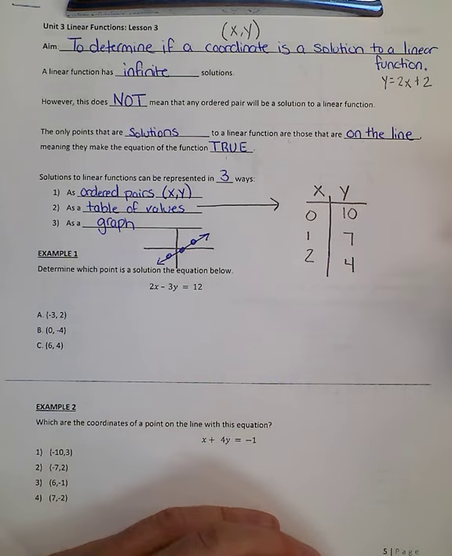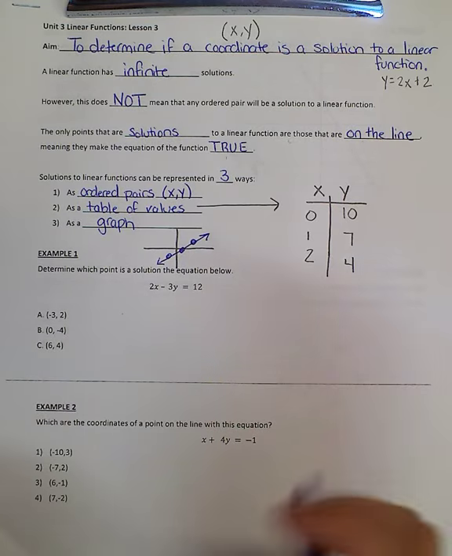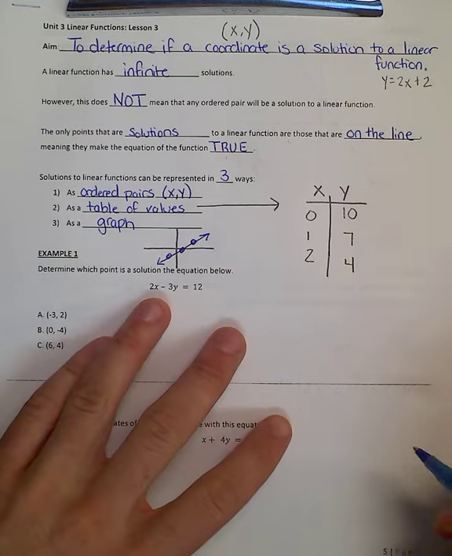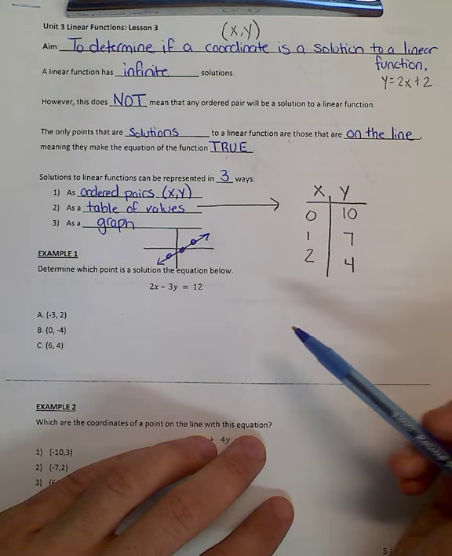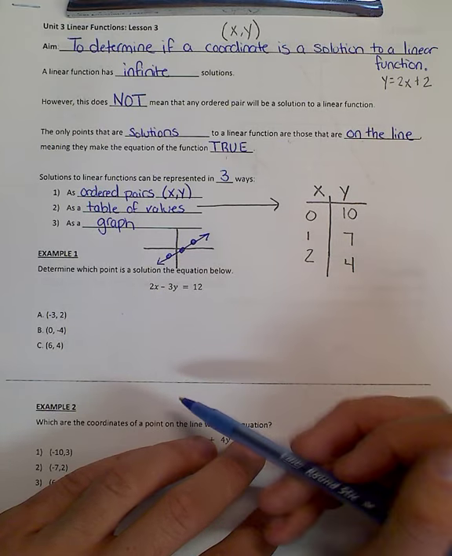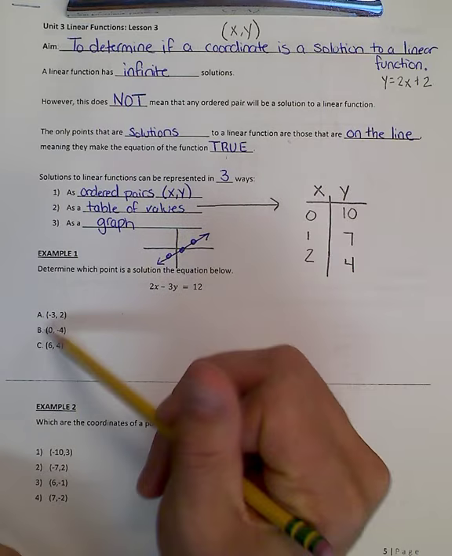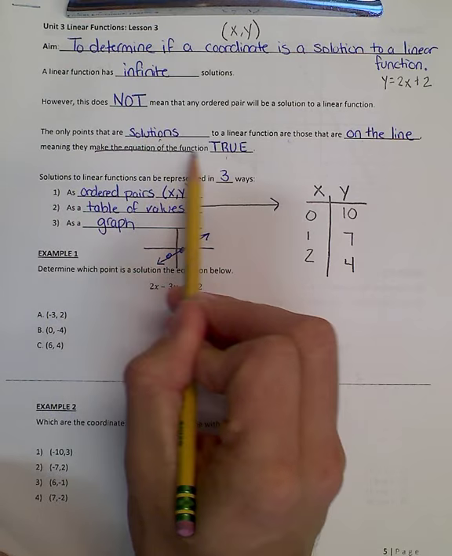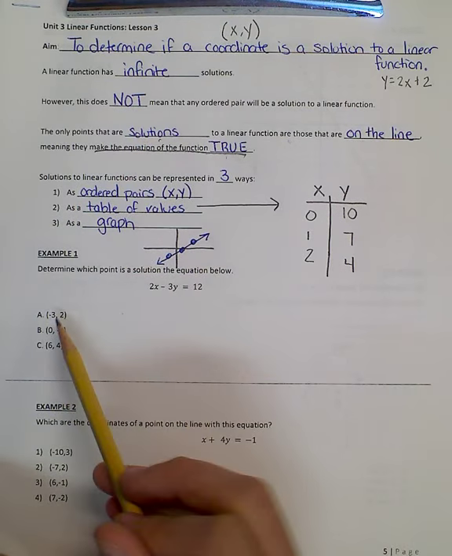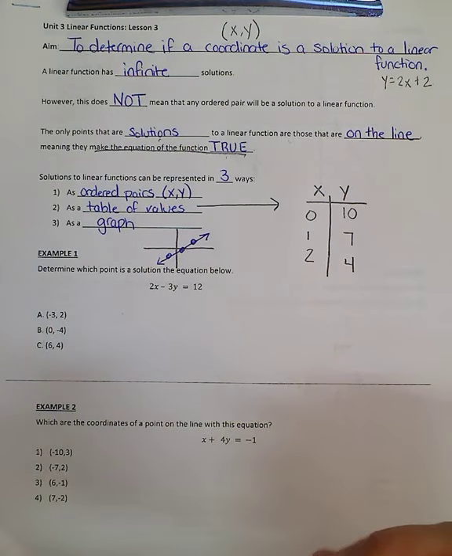Question 1 says determine which point, A, B, or C, is a solution to the equation below. So I see my equation says 2 times the input minus 3 times the output equals 12, or 2x minus 3y equals 12. And I want to figure out which ones are solutions. So what I'm going to have to remember is coordinates are solutions if they make the equation of the function true. So if this coordinate makes the equation true, then it is a solution. So we're going to do this by a guess and check method.